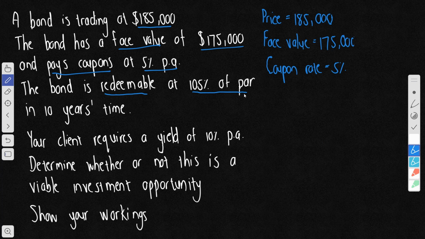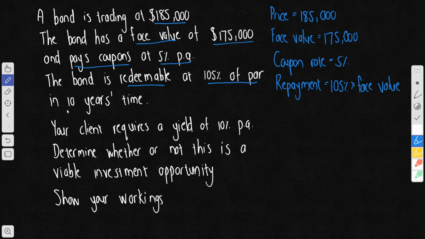So remember that the redemption value of the bond does not necessarily have to equal the face value of the bond, but it will always be expressed as a function of this par value or the face value. So in this specific example, the redemption value is equal to 105% of the par value. We know that the term of the bond is 10 years. And now for the ask.